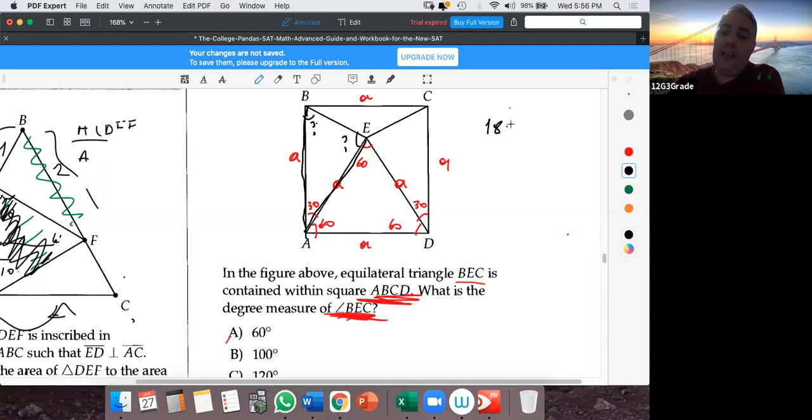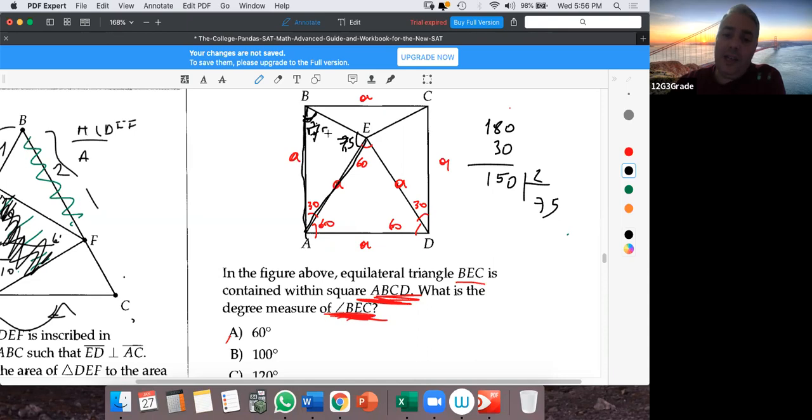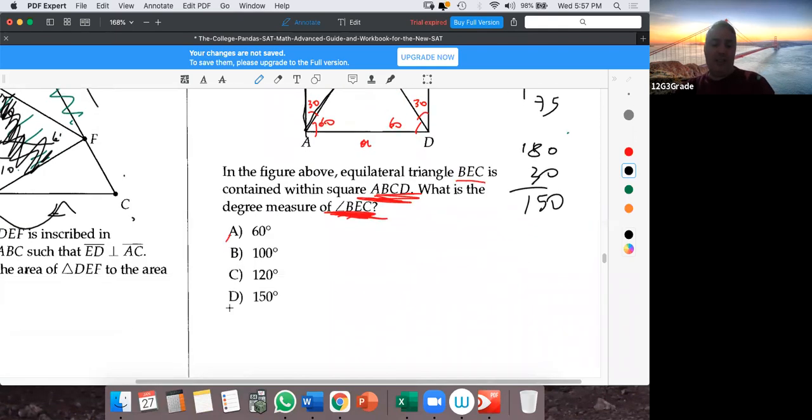So I can say 180 minus 30, 150, divided by 2, 75. It comes out 75 here, 75 here. If this is 75, since this is 90 degrees in total, 90 minus 75 leaves 15, right? If this is 15, this is also 15, same logic, AA. So 15, 15, 30. What is left for this angle? 180 minus 30, which is 150. Do we have 150? Yeah.